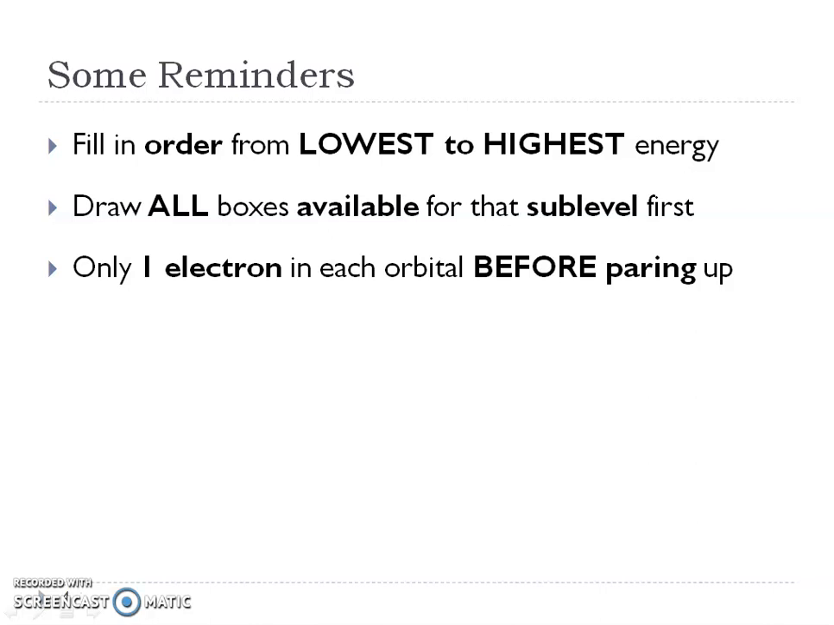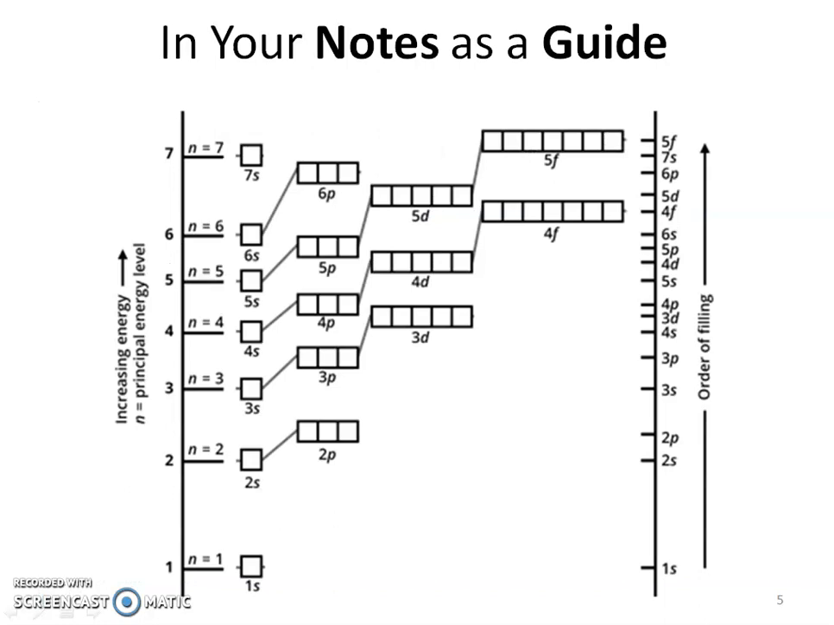So for instance, in the p sublevel, you always have 3 orbitals, which means you have 3 boxes. Even if you only have 1 electron in that p sublevel, you will have to draw all 3 boxes. If you have 4 electrons, that means you draw 3 boxes, 1 in each orbital, before you pair up the first one.